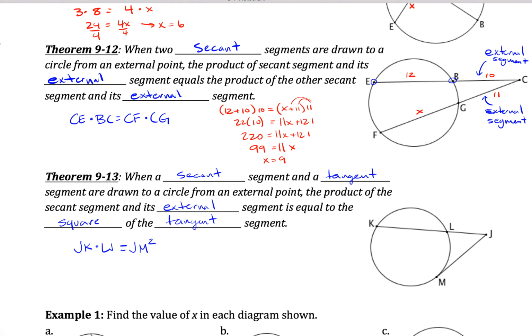So if I were to throw some numbers into this picture to get an idea of what we're talking about, if I said that this was 12 and this was 4 and this was x, how would we solve for x? Well, we would set up this equation: JK, which is going to be a length of 12 plus 4, times LJ, which is just a length of 4, equals JM, which is x squared. So that would be 16 times 4 equals x squared. 16 times 4 is 64. So if 64 is x squared, then x would be the square root of 64, which is 8. And so that's how we would apply theorem 9-13 to a problem like this.